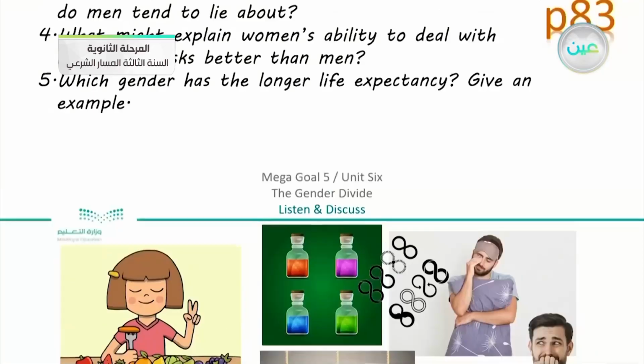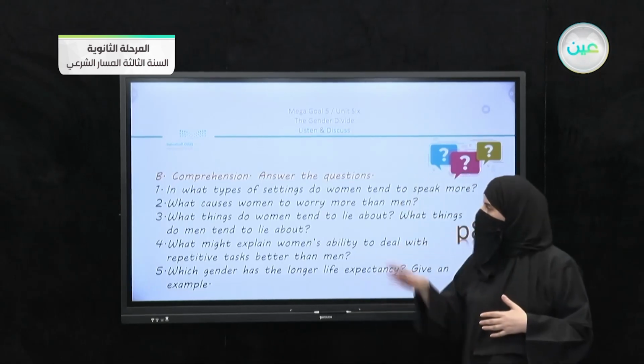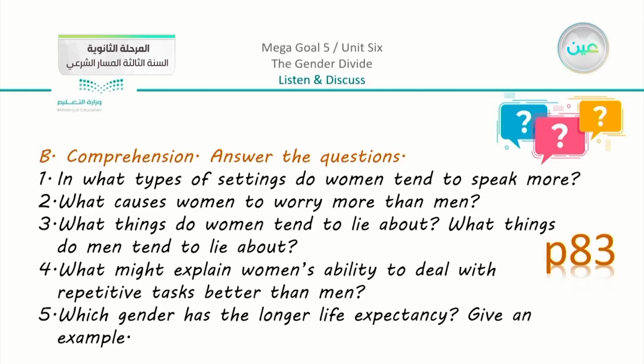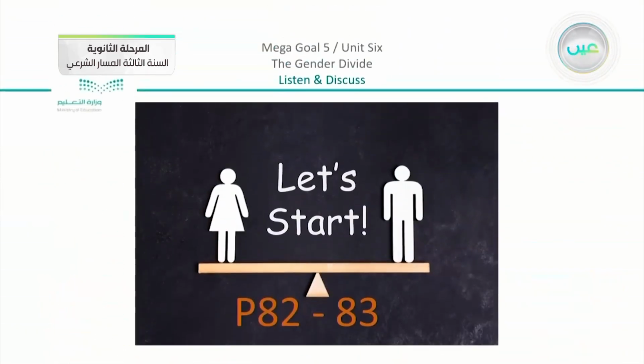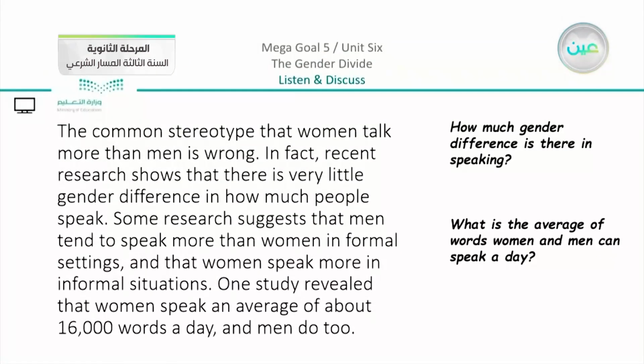Now, moving on with our lesson, we are going to go by these comprehension questions that we have here also in the book, page number 83. We are going to answer these questions while we are passing by the discussion. So moving on, we are going to start on pages 82 and 83 in your book. So let's start. Now we have two questions here. We have the first one.